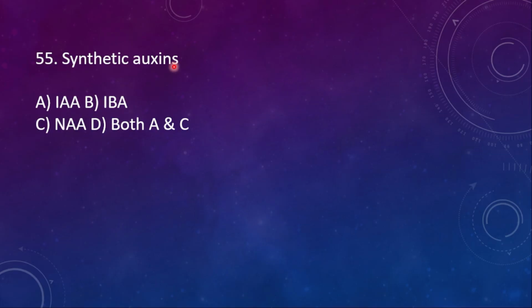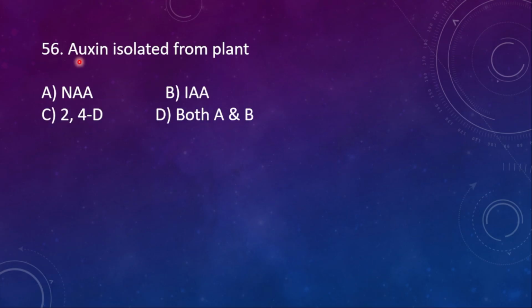55, synthetic auxins. A. IAA, B. IBA and then C. NAA. Here the right option is option D, both A and C. IAA and NAA are synthetic auxin. 56, auxin isolated from plant, that is option A, NAA, B, NIAA, C, 2,4-D, D. both A and B. Auxin isolated from the plants is IAA.